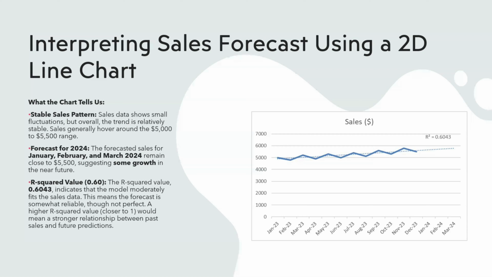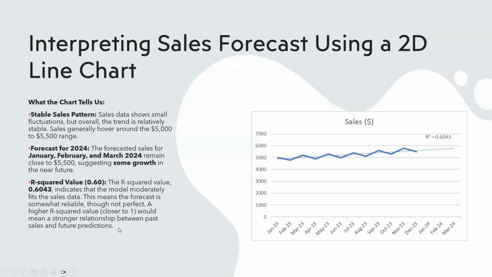What does the chart tell us? Stable sales pattern. Sales data shows small fluctuations, but overall the trend is relatively stable. Sales generally hover around the $5,000 to $5,500 range. Forecast for 2024. The forecasted sales for January, February, and March 2024 remain close to $5,500, suggesting some growth in the near future. So here see, it suggests some growth compared to the previous months.